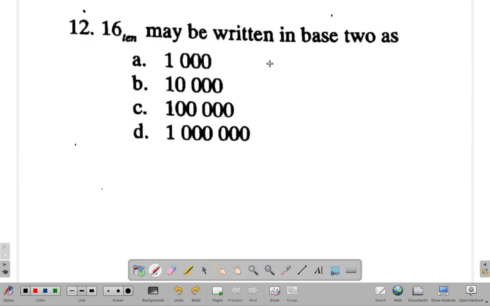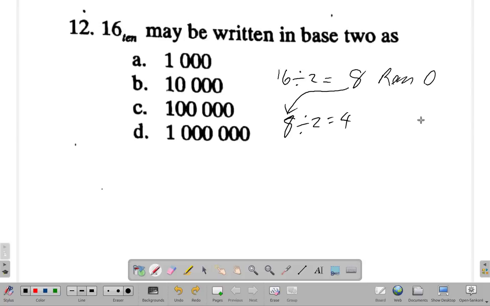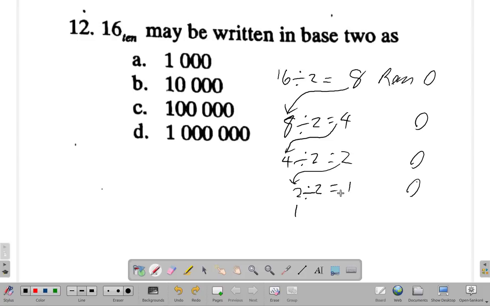I'm going to convert 16 base 10 to base 2. See, 16 divided by 2, which is one way to do it. 16 divided by 2 is 8. There's no remainder, so that's 0. Let me bring down the 8 and say 8 divided by 2 is 4. Remainder 0. Now 4 divided by 2, I get 2. The remainder is 0. 2 divided by 2 is 1. Remainder is 0.